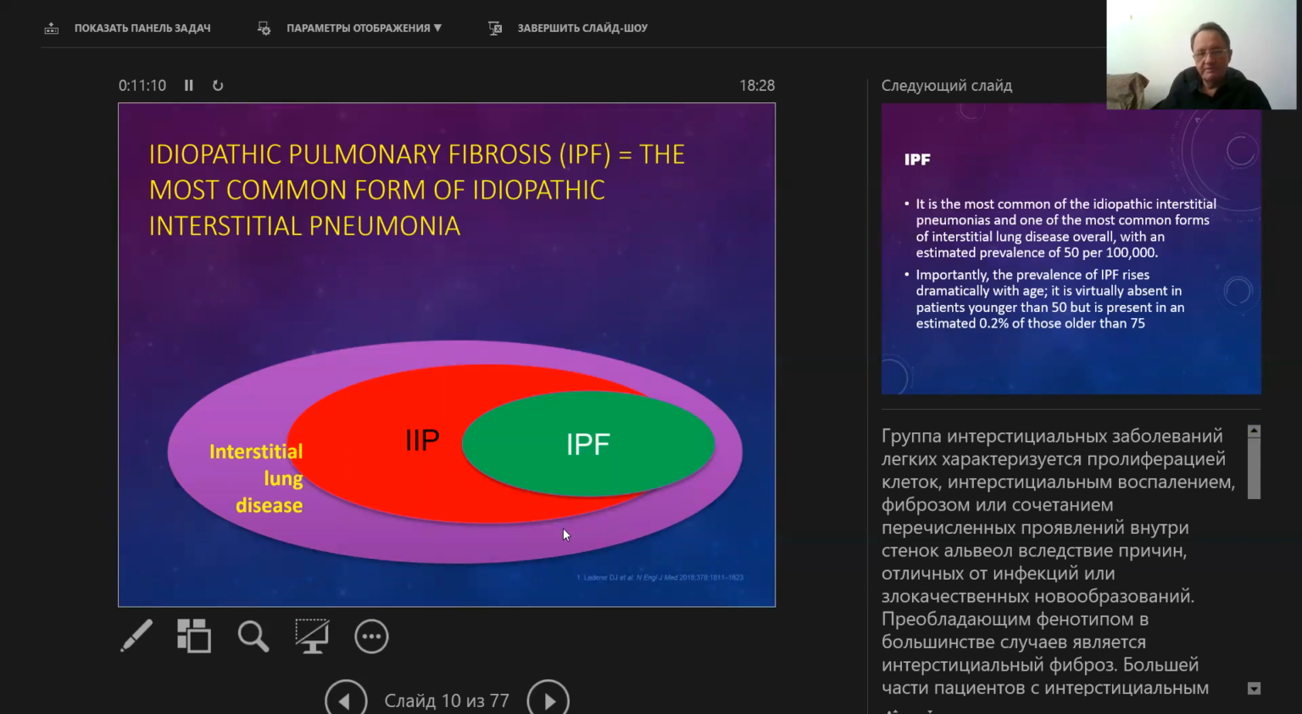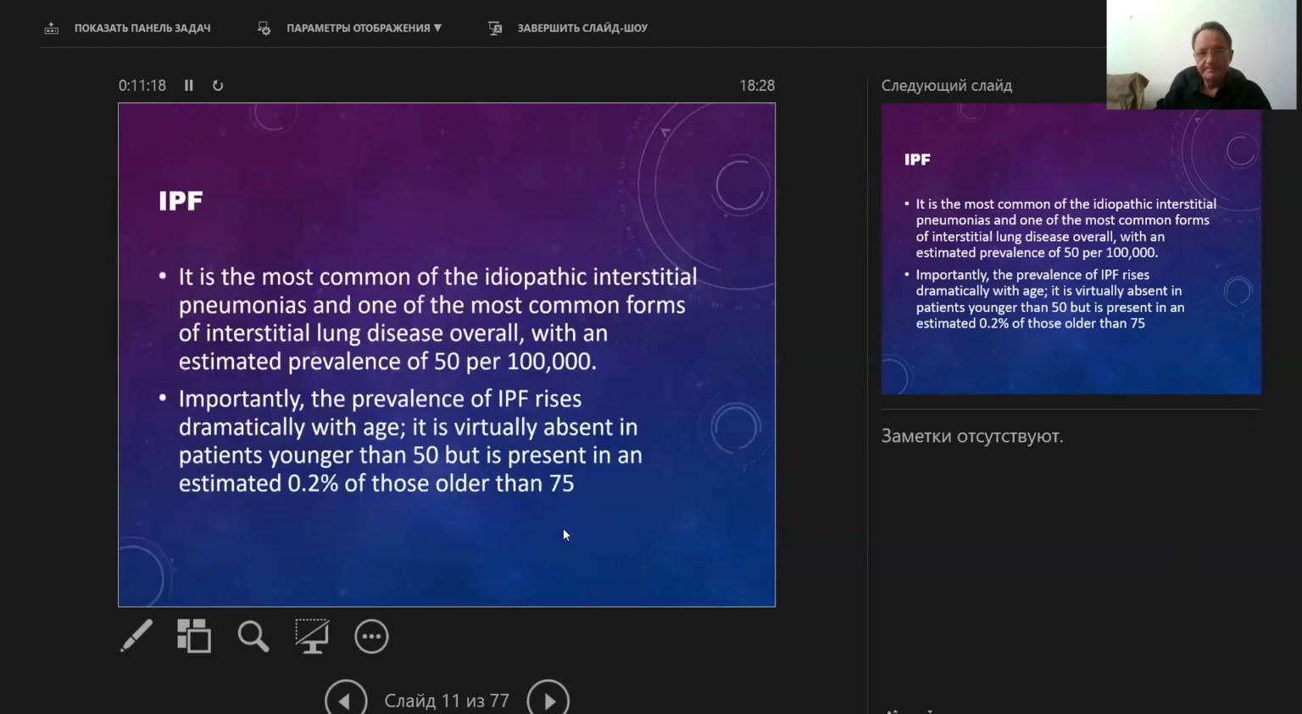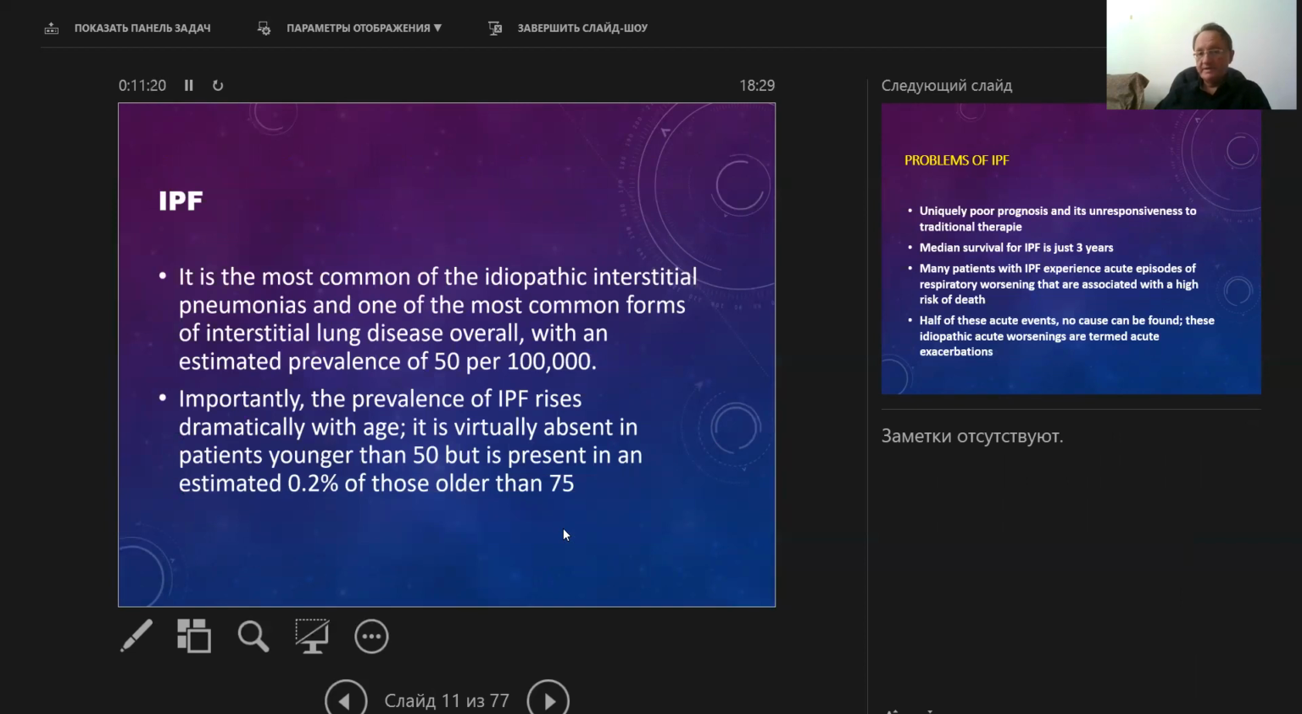Just once more about the relation between IPF, IAP and interstitial lung disease. Prevalence is 50 per 100,000 population, and it is practically absent in patients younger than 50 years old. But among persons who are more than 75 years old, the prevalence is estimated at 0.2%.